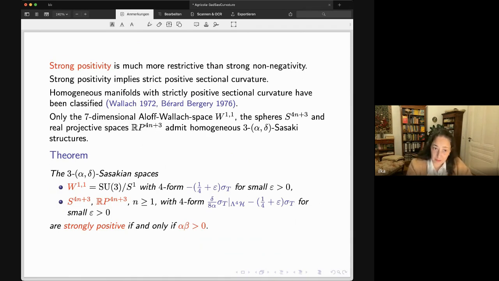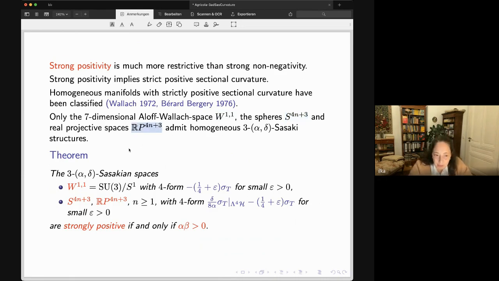So strong positivity is much more restrictive than strong non-negativity, as I said before. And strong positivity is the only thing which really implies strictly positive sectional curvature. Now, the homogeneous case is not that new, because homogeneous manifolds with strictly positive sectional curvature have already been classified. This is due to Wallach and Berger in the 70s. And then one has a look at which of them actually admit a free alpha delta Sasaki structure. And we see that we have the Aloff-Wallach space in dimension 7, spheres of dimension 4n+3, and real projective spaces.